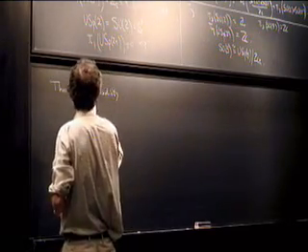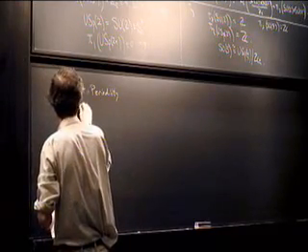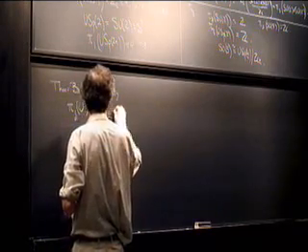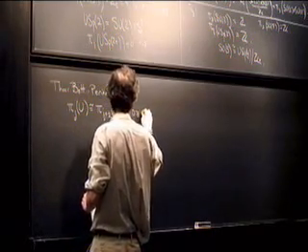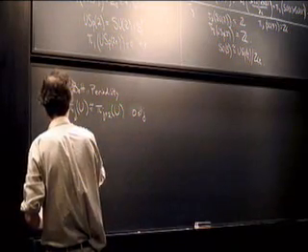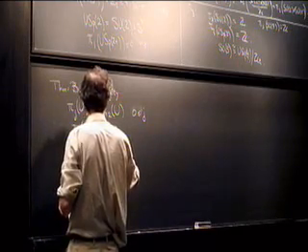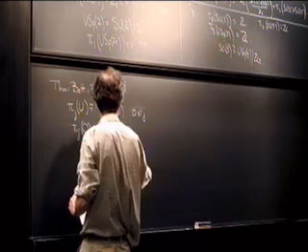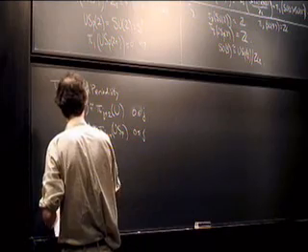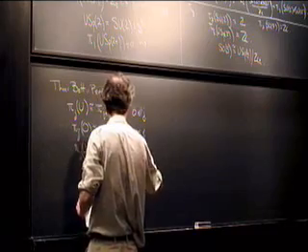Bott periodicity says the following. First of all, that pi j of U, these stable homotopy groups, is isomorphic to pi j plus 2 of U for all j greater than or equal to 0. And pi j of O is isomorphic to pi j plus 4 of USp for all j. And pi j of USp is isomorphic to pi j plus 4 of O for 0 less than or equal to j.